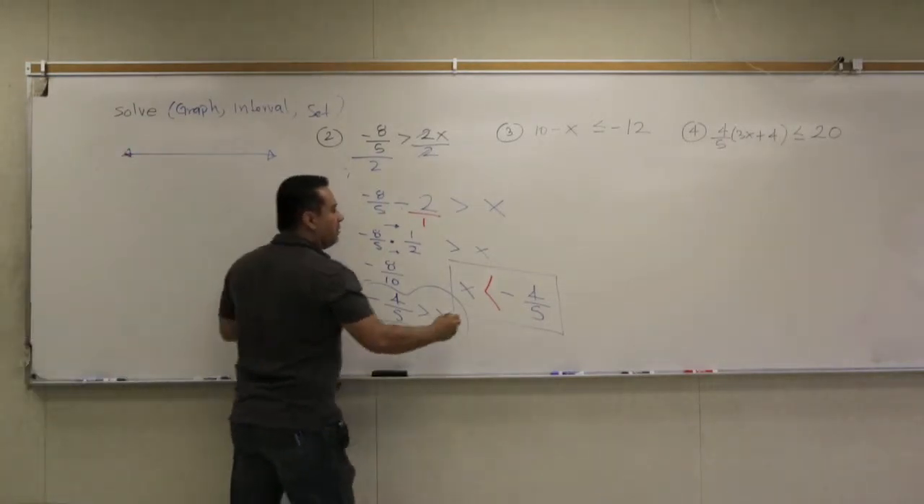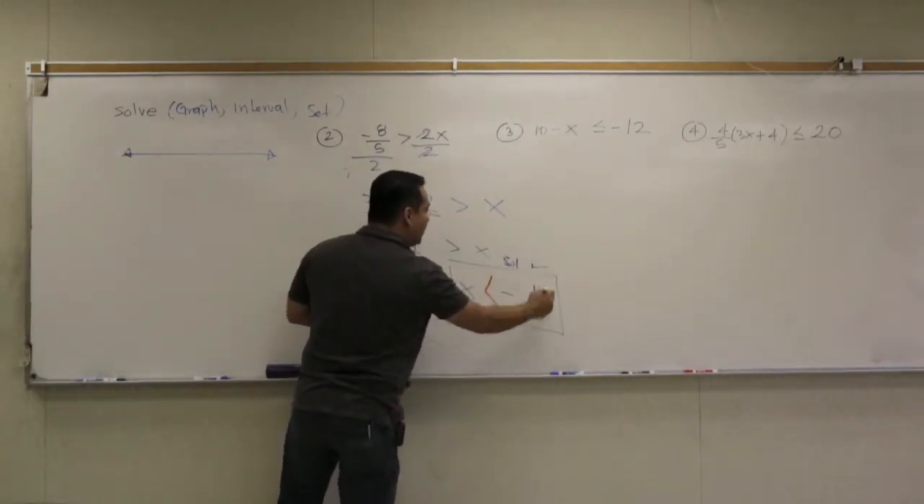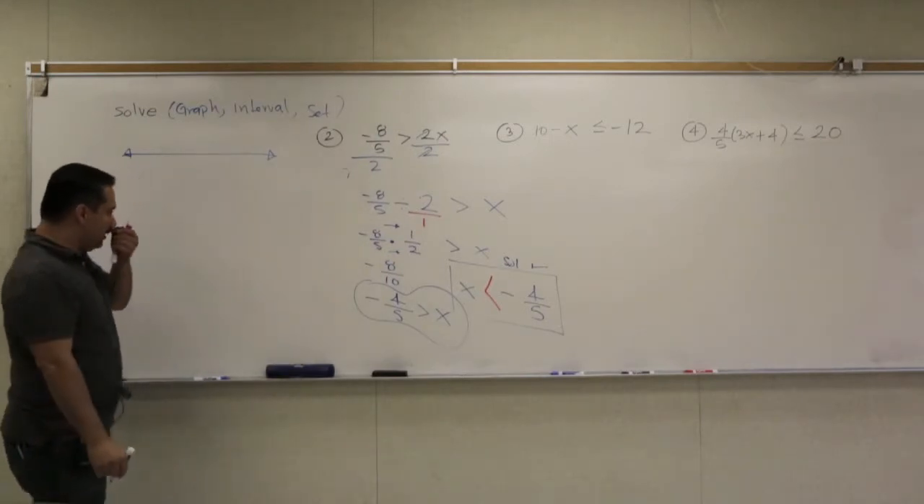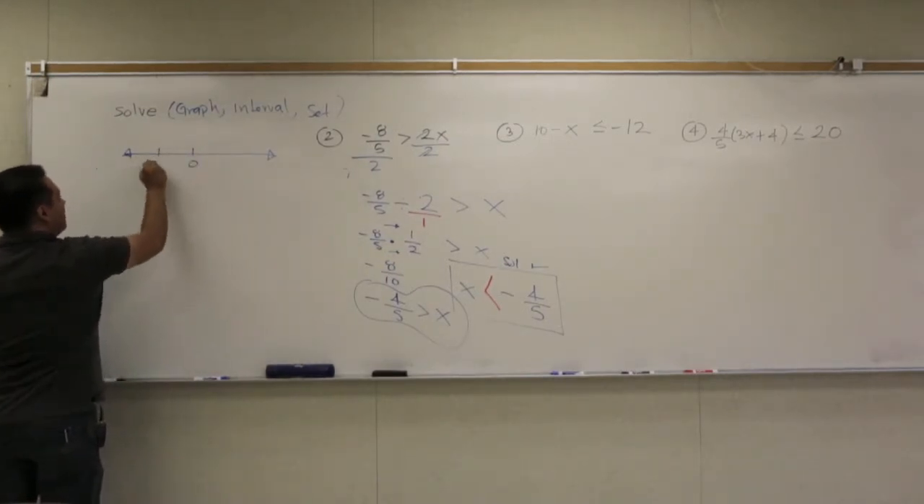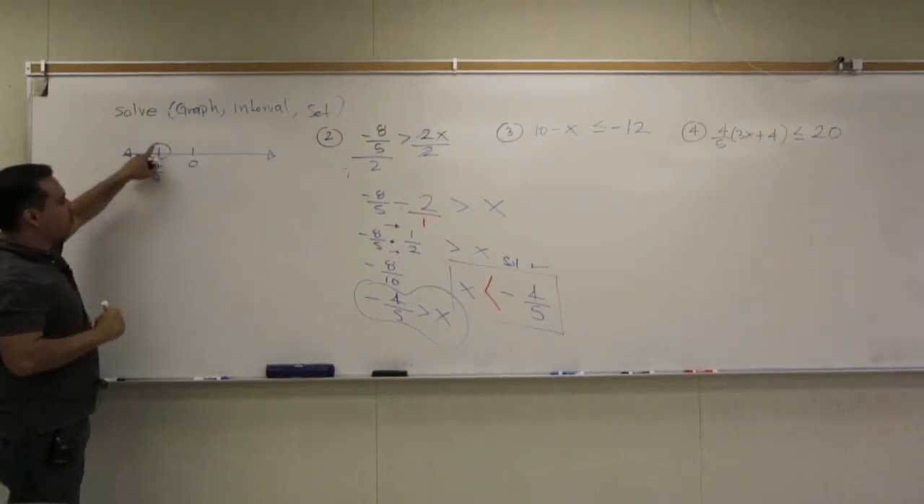Here's the solution. We solved this. Here's your solution. You got that. Give it a check. Here's 0. Where's negative 4 fifths at? To the left. Good. It would be around here in this location, so we circle it.